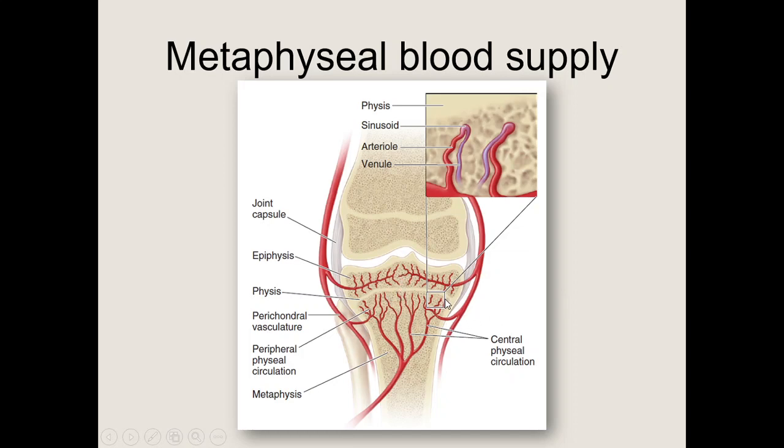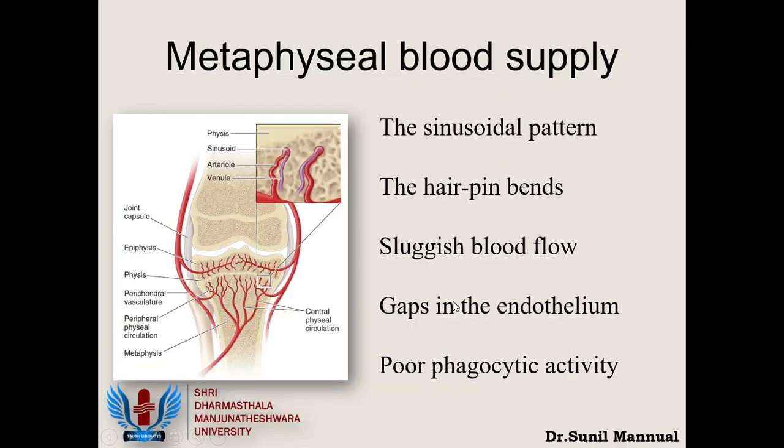So obviously now it explains to you why acute osteomyelitis is more common in children, because they have an unfused skeleton leading to a sinusoidal pattern of blood vessels, and why it is more common in the metaphysis because of the hairpin bends, the reduced phagocytic activity, the gaps in the endothelium and the sluggishness of the blood flow. It also explains why it is more common in the long tubular bones, because only the long tubular bones have this differentiation between the epiphysis, physis, metaphysis and the diaphysis.